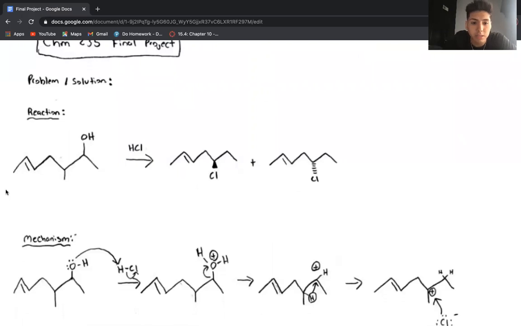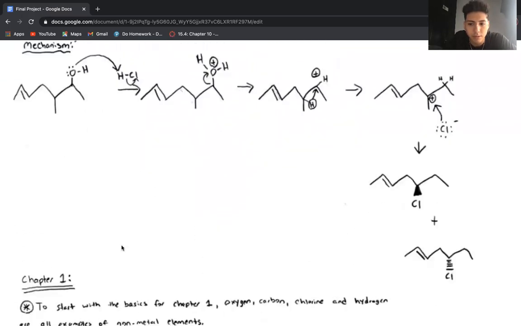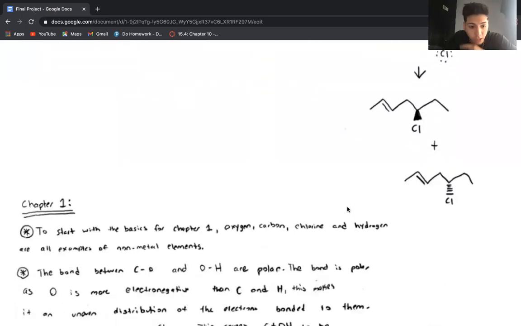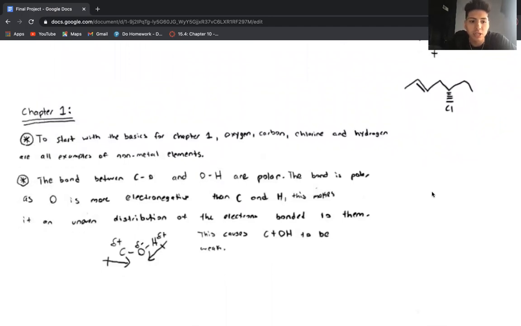So this is my reaction, and this is my completed mechanism right here. So we start off with chapter one. To start off with the basics for chapter one, oxygen, carbon, chlorine, and hydrogen are all examples of non-metal elements.